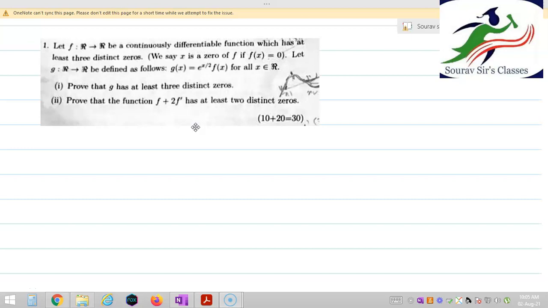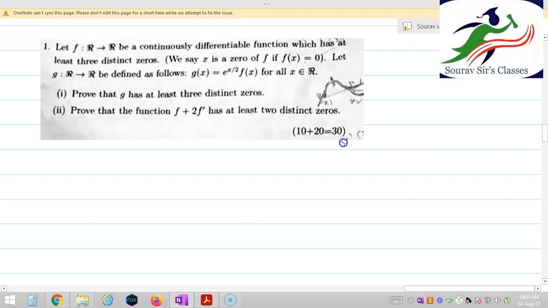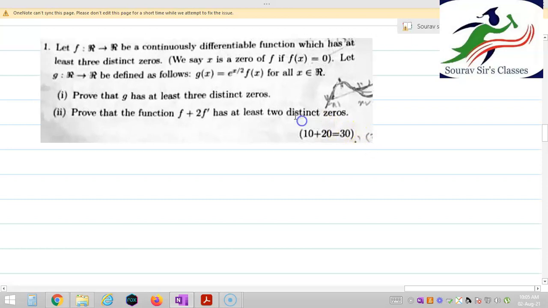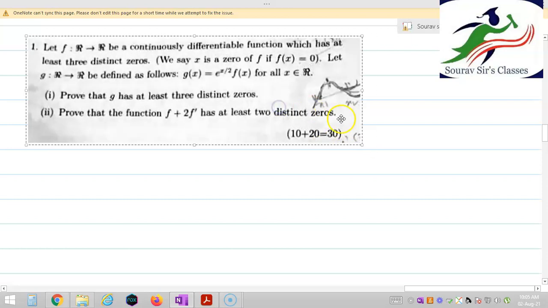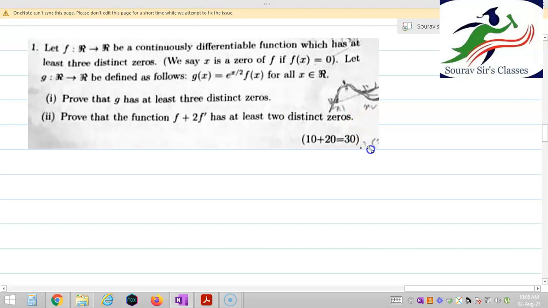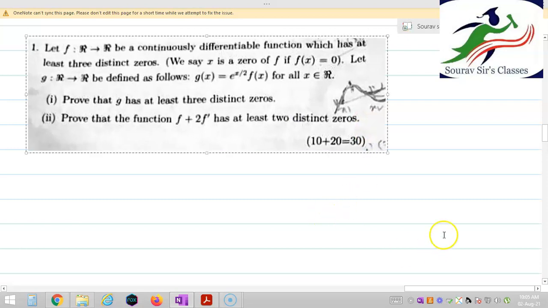In this video we are going to discuss the solution of ISI MSQE 2021. Let us begin with question number 1. It says: let f from R to R be a continuously differentiable function which has at least 3 distinct roots. We say x is a zero if f(x) is equal to 0.